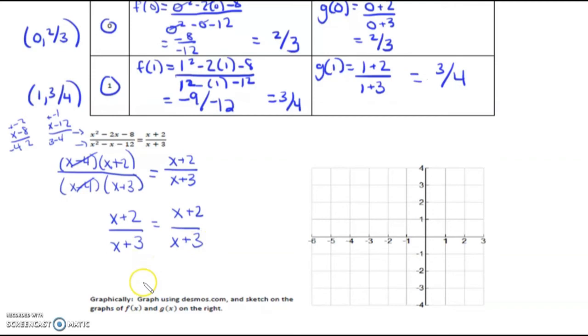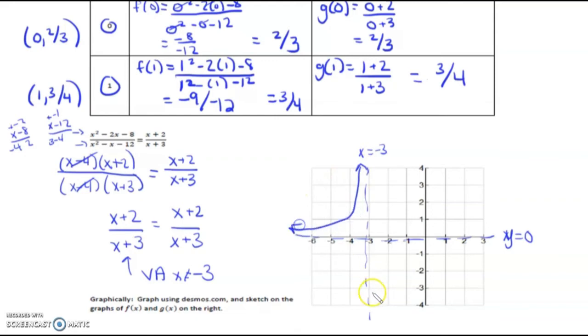Okay, I'm going to show you how this looks. So on the bottom, this is going to be a vertical asymptote. Okay, so x is not going to equal -3. Okay, and then we have the horizontal asymptote at y equals 0. Okay, and this graph's going to look like this. And we can double check this on Desmos.